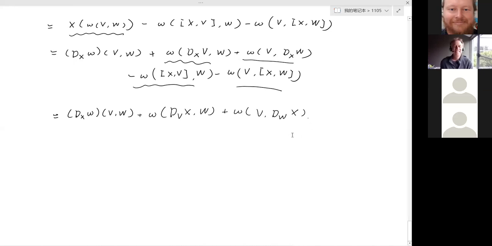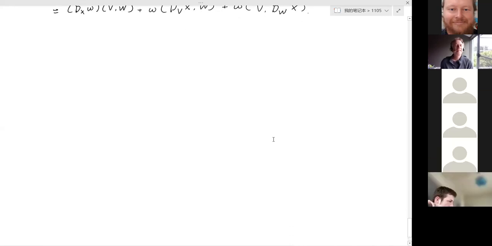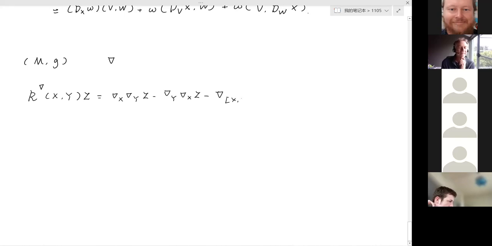Now it's time to introduce the tensor tau. Here we assume that (M, g) is a Riemannian manifold and nabla is its Levi-Civita connection. Then its Riemann curvature is defined as R(X, Y)Z equals nabla_X nabla_Y Z minus nabla_Y nabla_X Z minus nabla_[X,Y] Z. Okay, and the Ricci curvature of nabla is the trace of the first index and the last index. Okay.